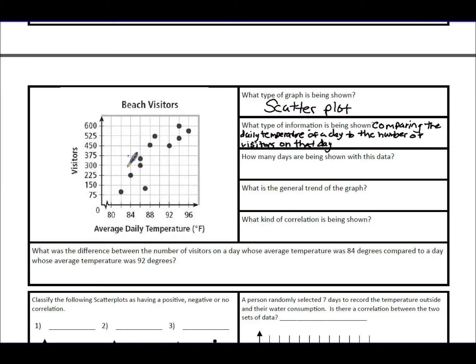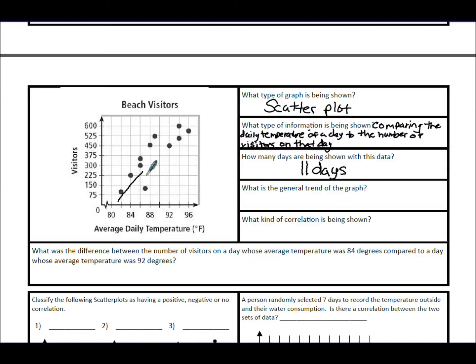If we want to know how many days are being shown on this graph, we're going to count the number of dots. So each of those dots, I have 1, 2, 3, 4, 5, 6, 7, 8, 9, 10, 11 different dots, which means 11 days.